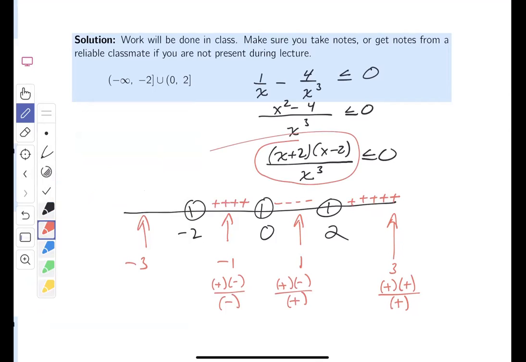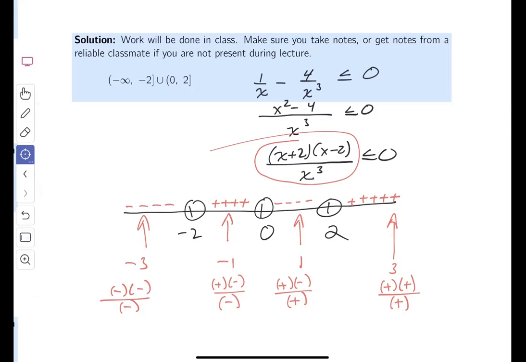Let's go to minus 3. What do you get? Negative, negative, negative. So what do you get over there? Positive divided by negative, which is a negative. All right, what's the question? When is it less than 0? It is less than 0 only when it's negative.